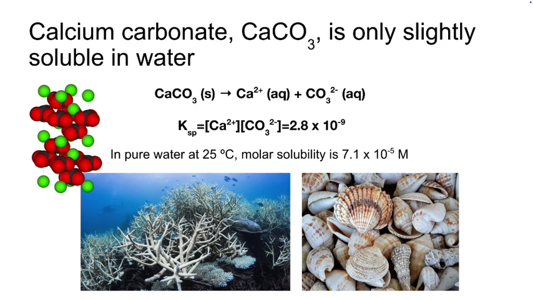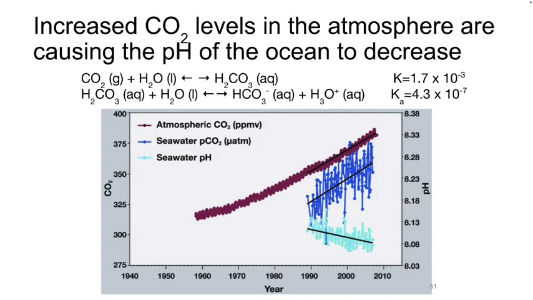How do you know it's basic? Well, we could cheat. Look at the slides. What's the pH of our seawater? It's in the 8 range. That's over 7, so we're looking at a basic environment.